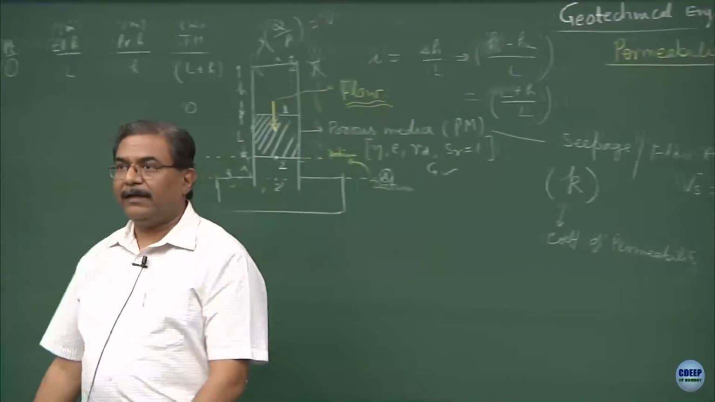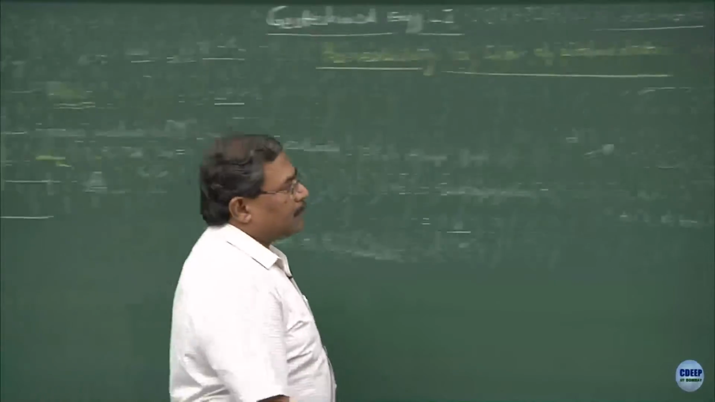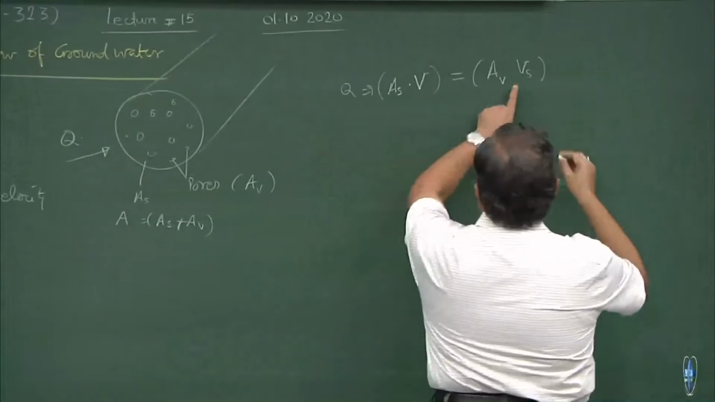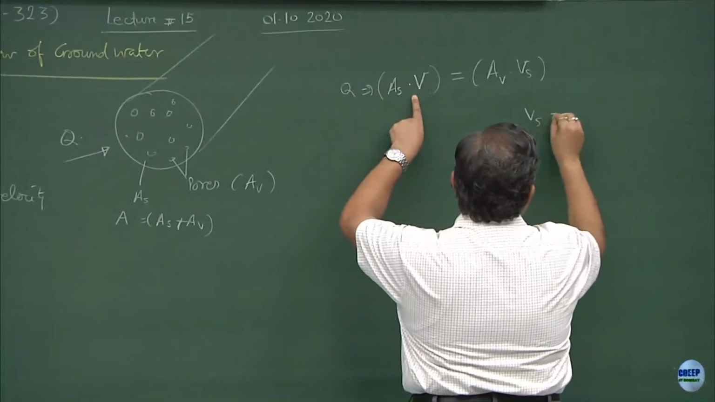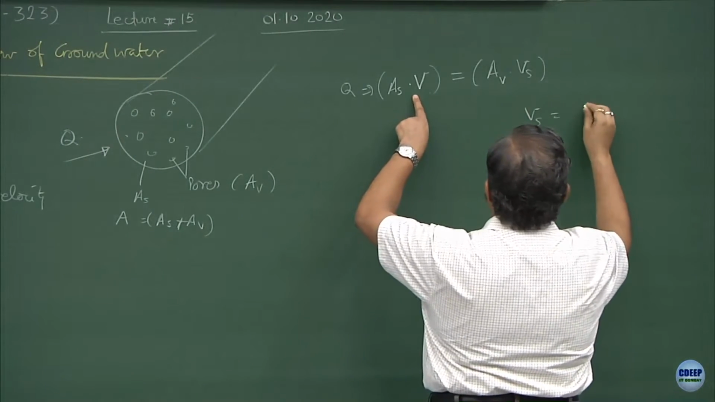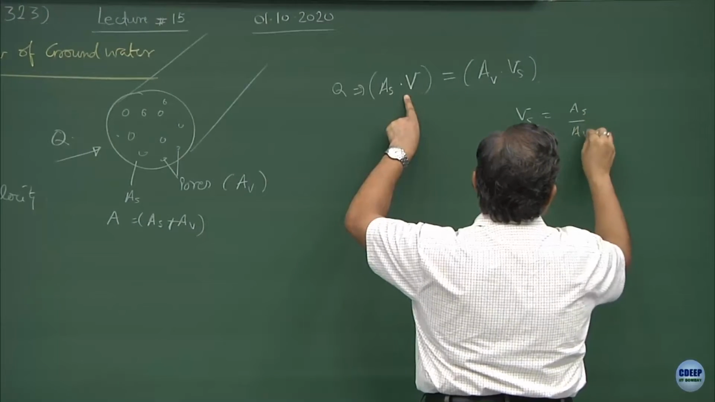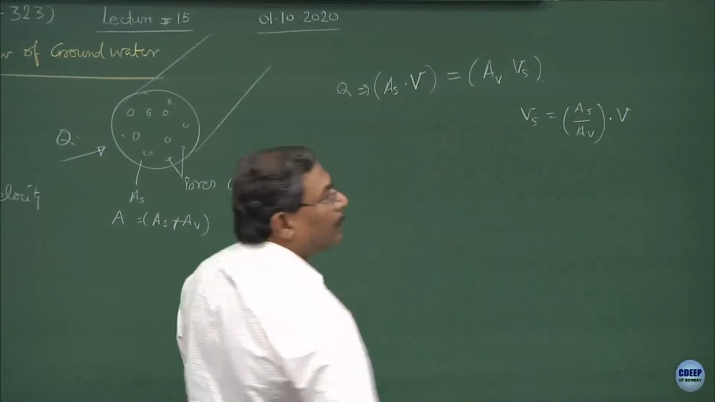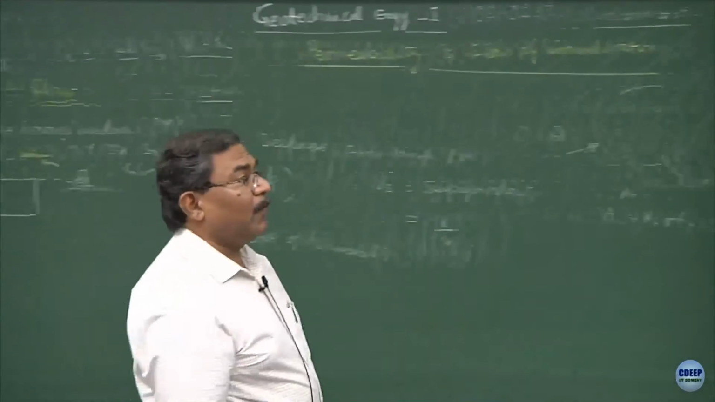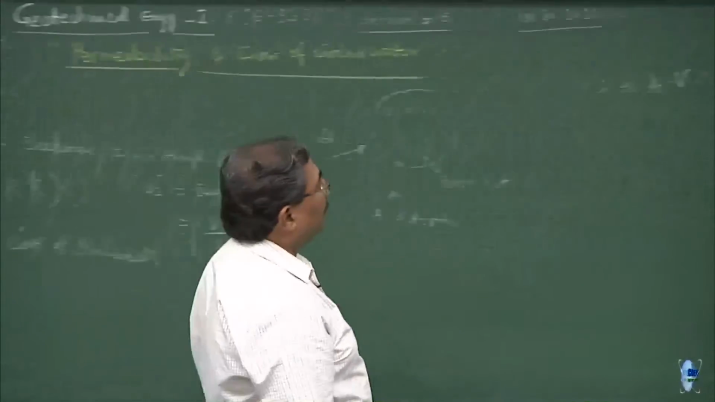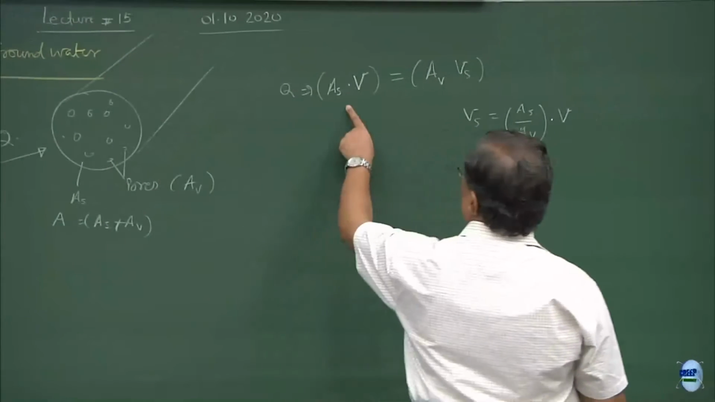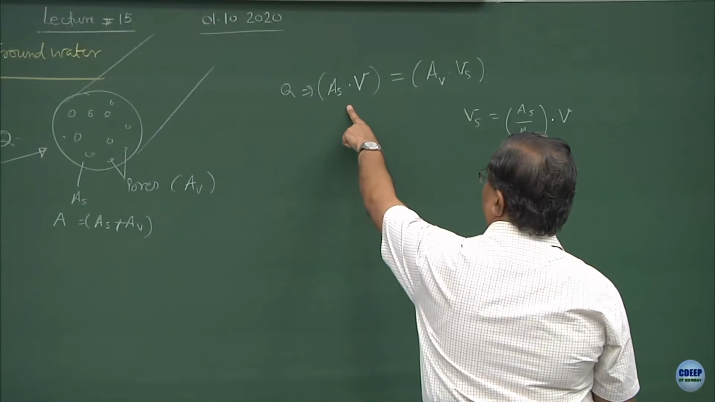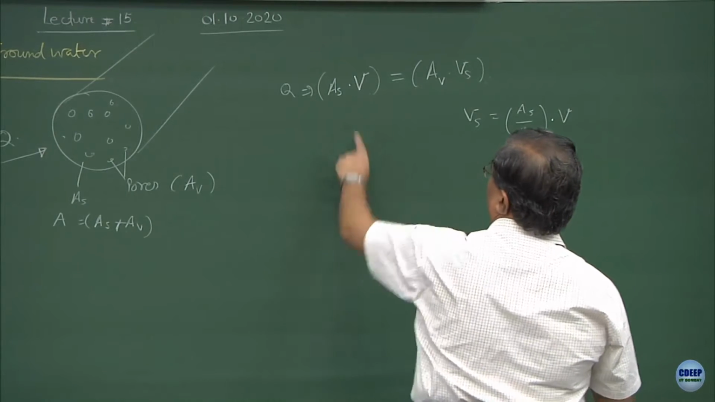This is the continuity. So, that means what I am saying is Vs equal to As upon Av multiplied by velocity V. Sorry, which one? On this side? Yeah, yes, you are right.